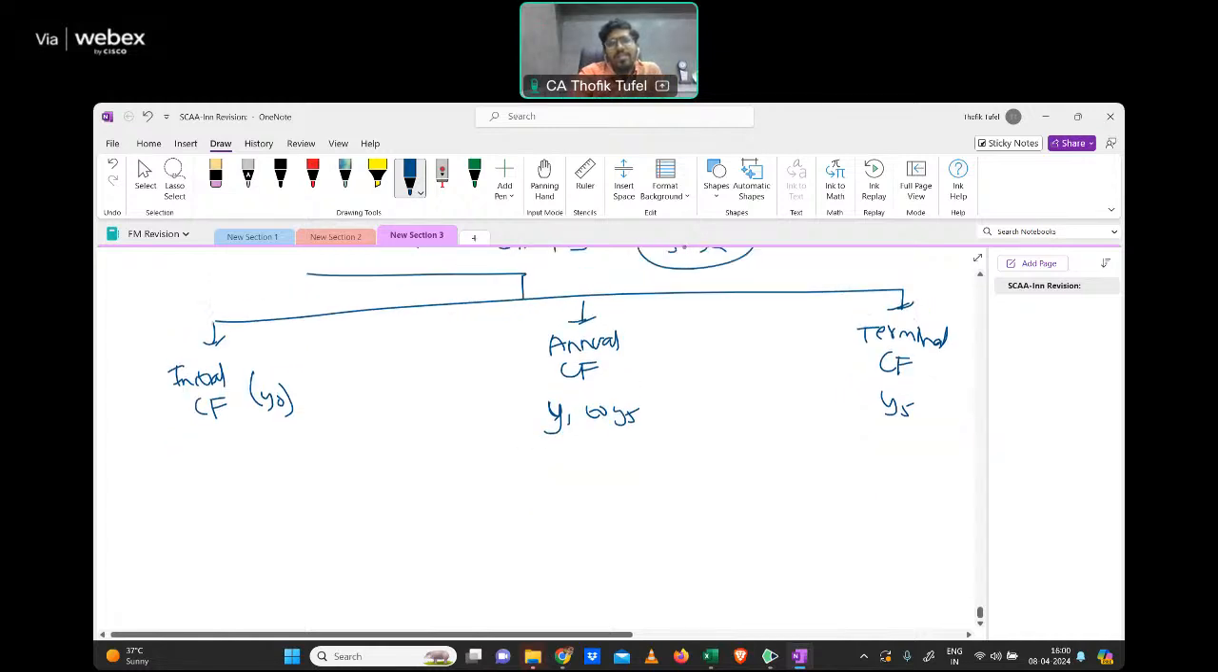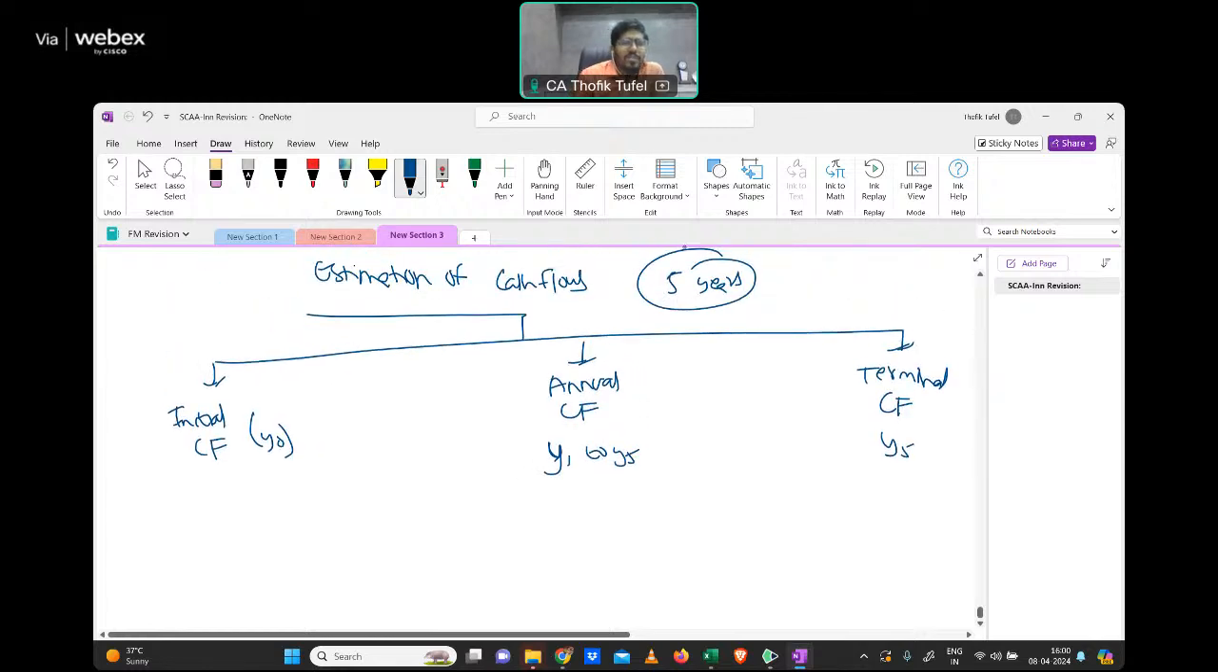Now how will I estimate, sir? Initial cash flows are like usual: the purchase price. If it is a machinery problem, the purchase price of the machinery or the investment in the project is nothing but the initial cash outlay.